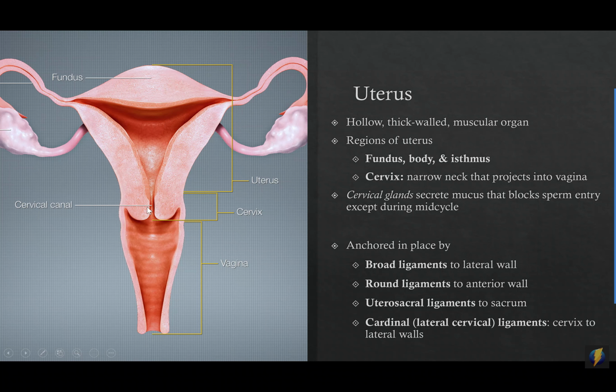The uterus itself is, again, like the ovary, held in place. The broad ligaments help anchor it to the lateral walls of the pelvis. The round ligaments anchor it to the anterior part of the pelvis, and then there are uterosacral ligaments that connect the uterus to the sacrum. And then there's also what we call lateral cervical ligaments or cardinal ligaments that help connect the cervix to the lateral walls of the pelvis.